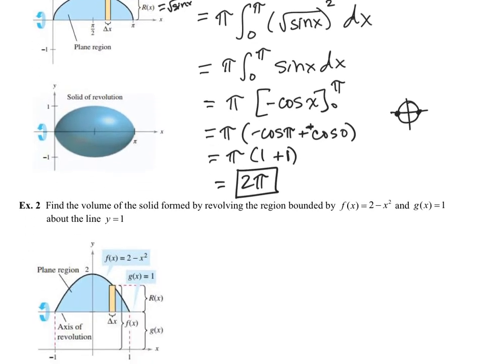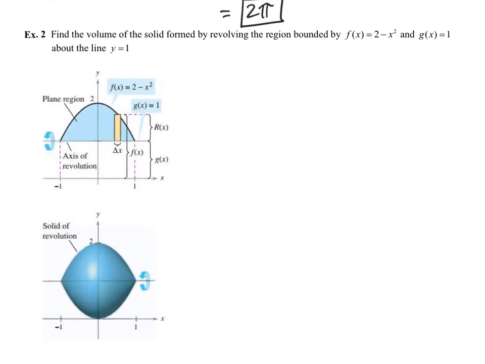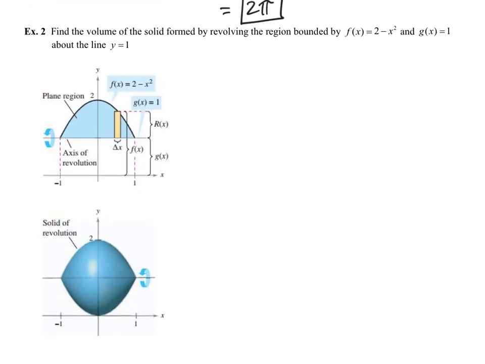Then in example number 2, this one says, find the volume of the solid formed by revolving the region bounded by f of x equals 2 minus x squared and g of x equals 1 about the line y equals 1. So this is slightly different from the last one in that we're not going to rotate a region about the x-axis. We're going to rotate it about a different horizontal line, and that is the line y equals 1.